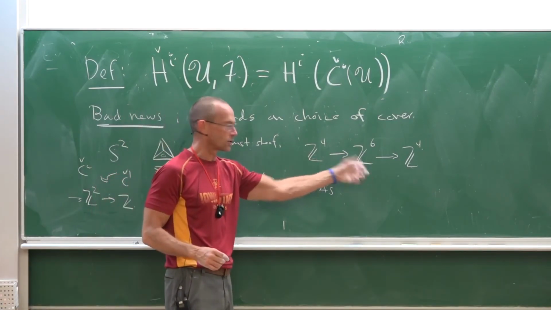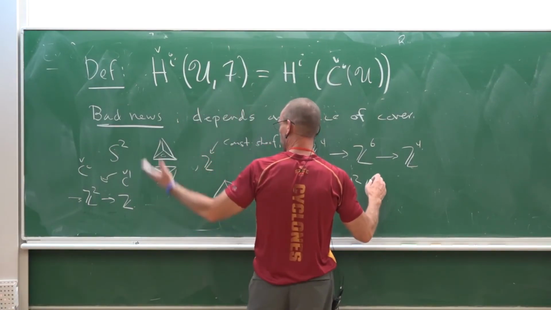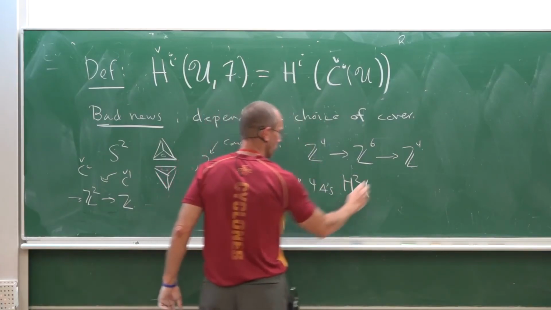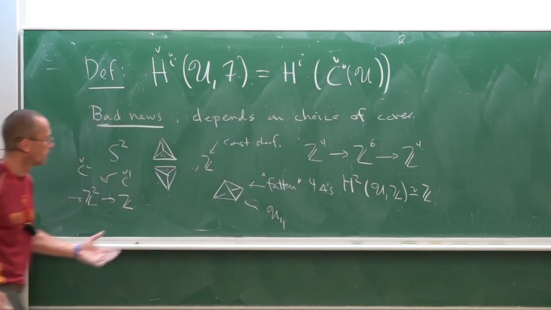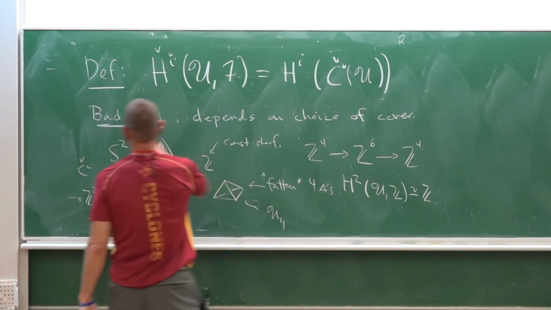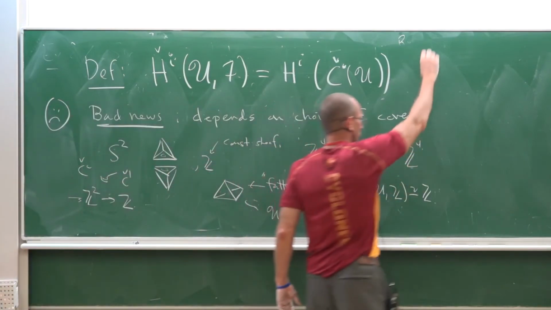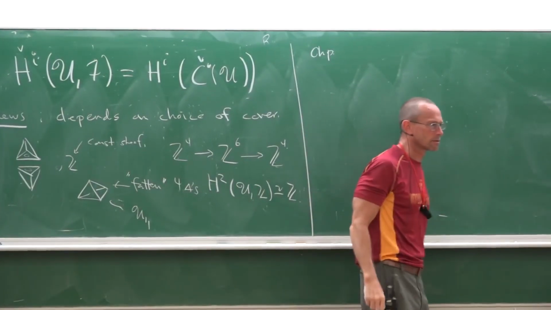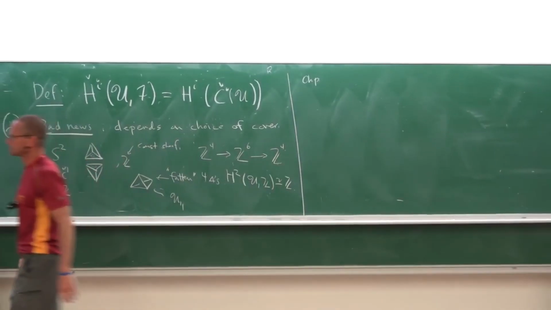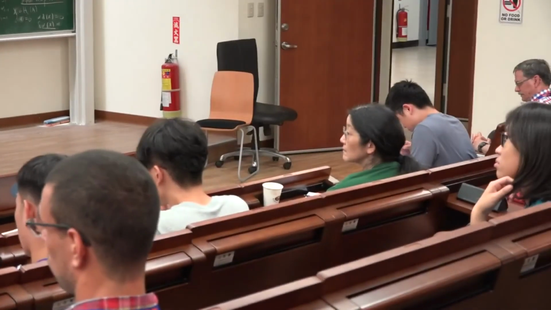When you actually write down the differentials using our recipe over there, you'll see that you actually get that H^2 of this cover, let's call this cover U, with Z is isomorphic to Z, which is what we would have liked to see for S2, right? So this is cover dependent, so this is bad news. This is frowny face. But we have a fix. The fix is somewhere in chapter, David, do you remember where we define direct limits? Chapter 6, okay. Chapter 6, direct limits.